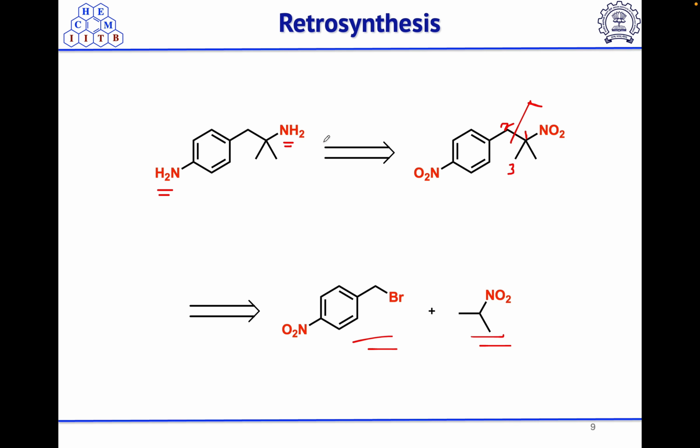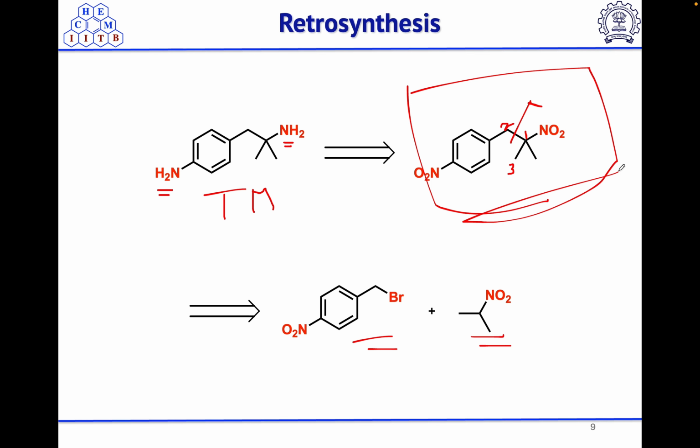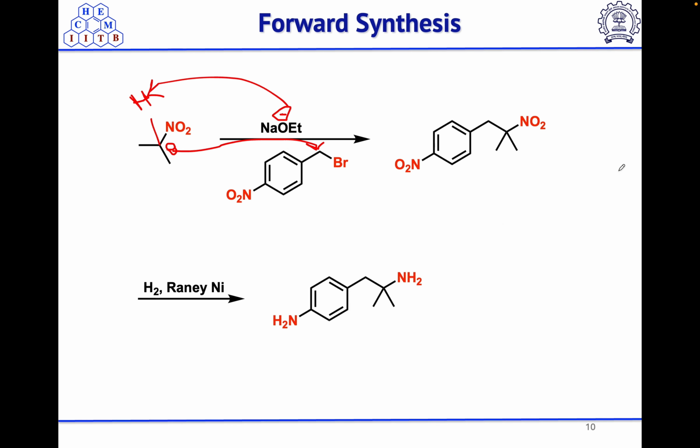Okay, if you don't remember, I will show our target molecule. So this is our target molecule. In the forward direction, up to this we have reached, right? So this we have reached now. So nitro to amine, that reduction we have to do.